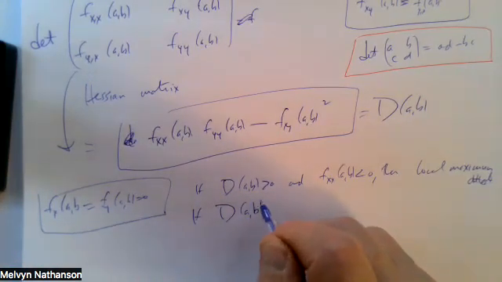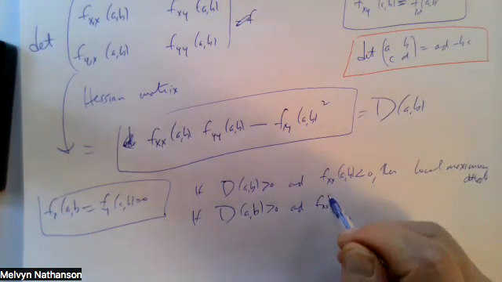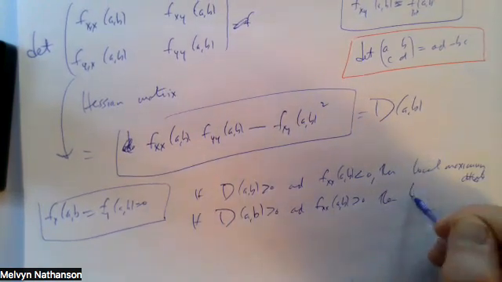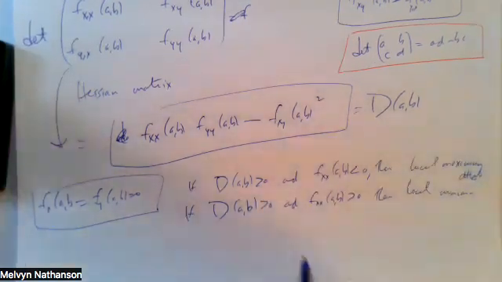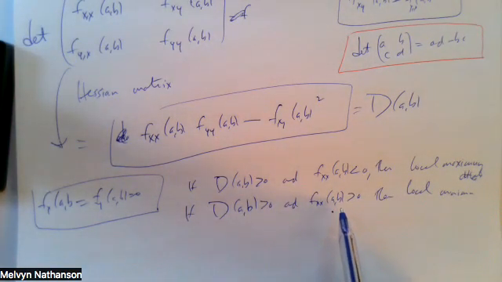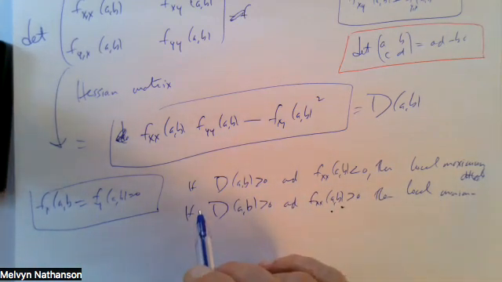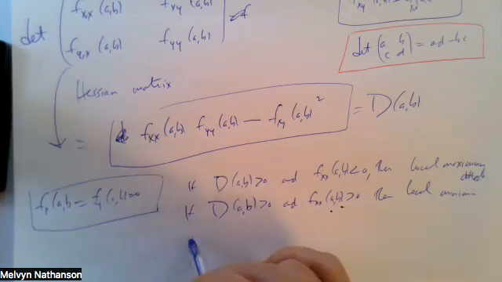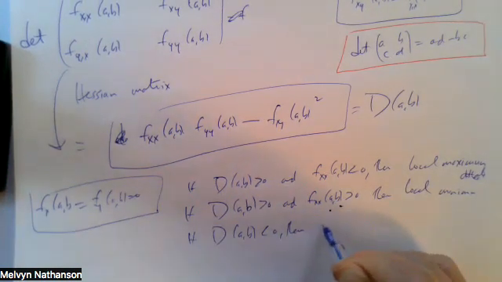If this quantity is positive and the partial derivative of f with respect to x twice is positive, then you have a local minimum. Again, just as in Calc 1, if the first derivative is 0 and the second derivative is positive, you have a local minimum. If this number D of (a, b) is negative, then you have a saddle point.